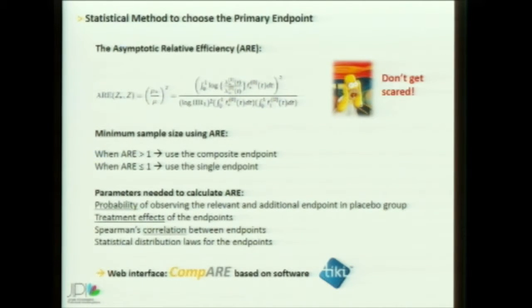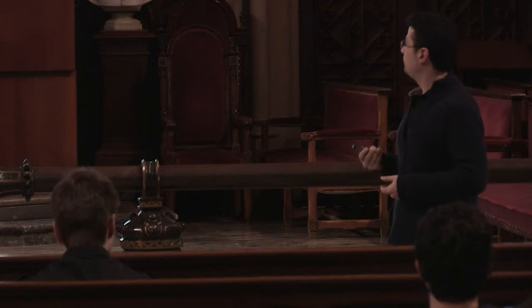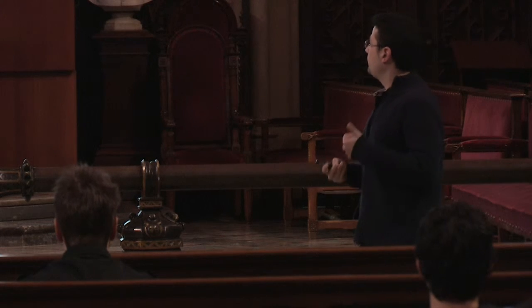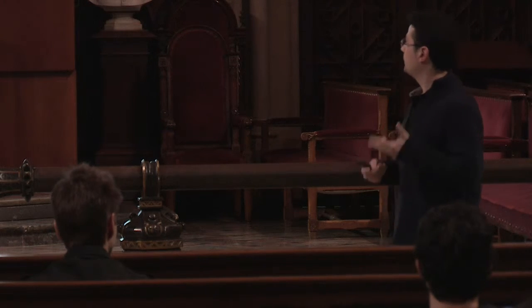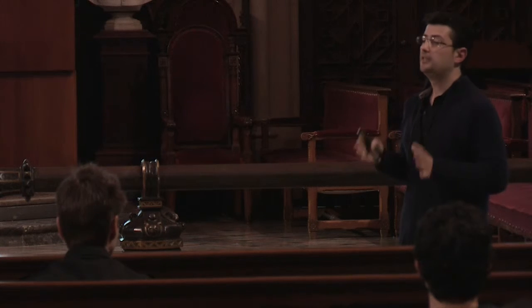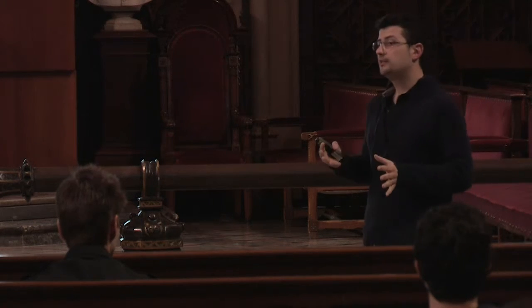From a statistical point of view, there is a methodology based on the asymptotic relative efficiency. Please don't panic about the formulas, but basically, when the relative efficiency is higher than 1, you should use the composite endpoint. Otherwise, you should use the relevant endpoint. This asymptotic relative efficiency can be calculated from the probabilities of observing the relevant and additional endpoints, treatment effects, Spearman correlation, and statistical distributions. This information can be anticipated by the clinicians before the study.